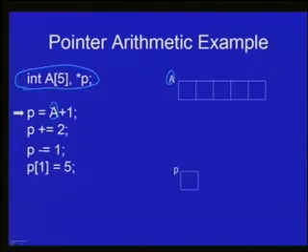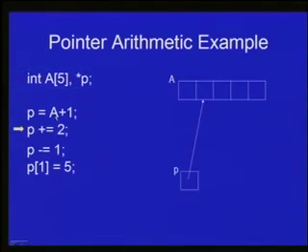Note that the expression A denotes the starting address of array A, or in other words, the address of the 0th element of A. And now if you add 1 to it, 1 is an integer, if you add 1 to the address of the 0th element of A, what you get is the address of the first element of A. So once this assignment executes, P will point to the first element of the array A.